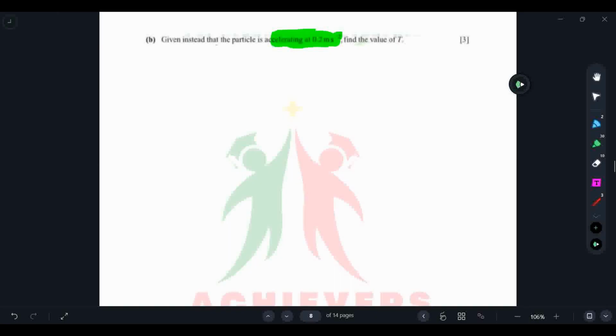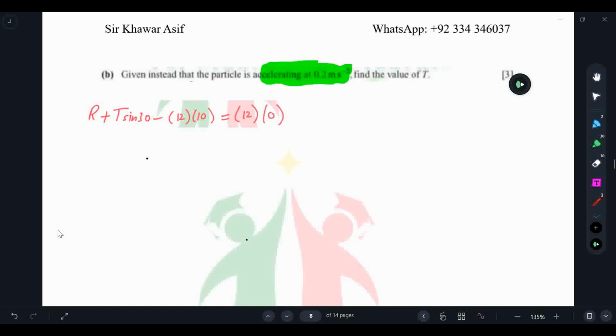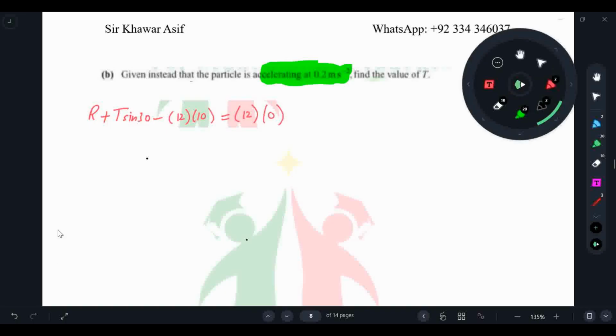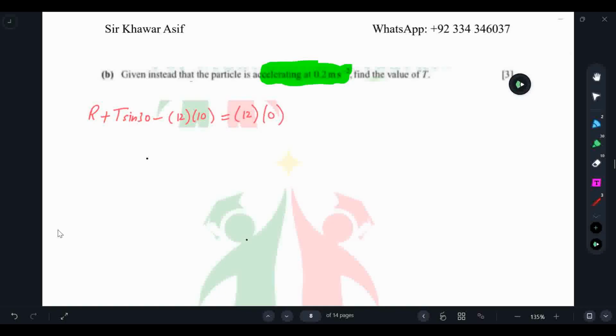In part B, they are saying that given instead that the particle is accelerating at 0.2, find the value of T. Now we have to follow the same process. So what we can do is take the previous equations. Here we can see that this one was the summation of Rx. Summation of Rx is equal to ma. Now we know that acceleration is now 0.2, so we have to write 0.2 over here, and now we can easily simplify it and find out the value of T.